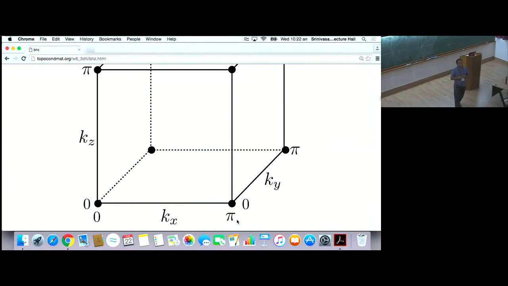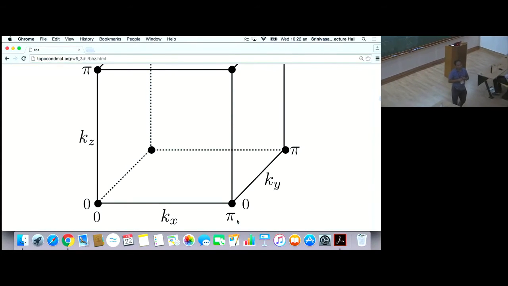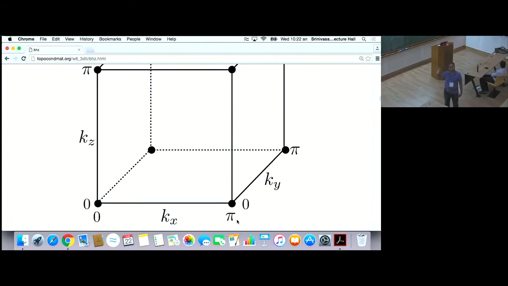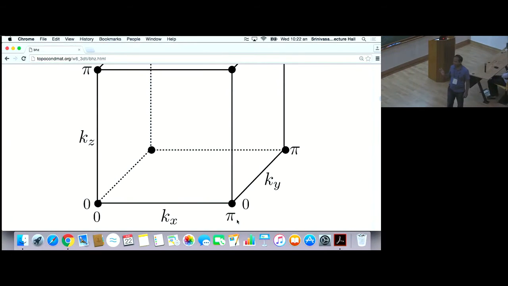Yes. Yeah, absolutely. I have it. It could be arbitrarily anisotropic, I guess, as long as it doesn't touch. But yeah, at this point.